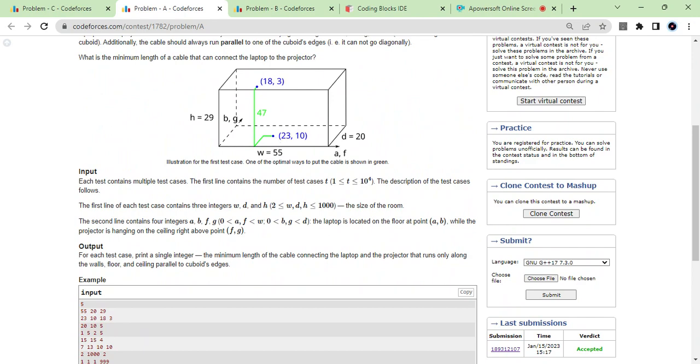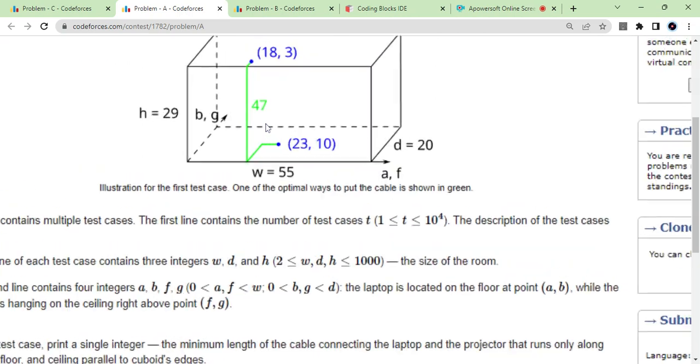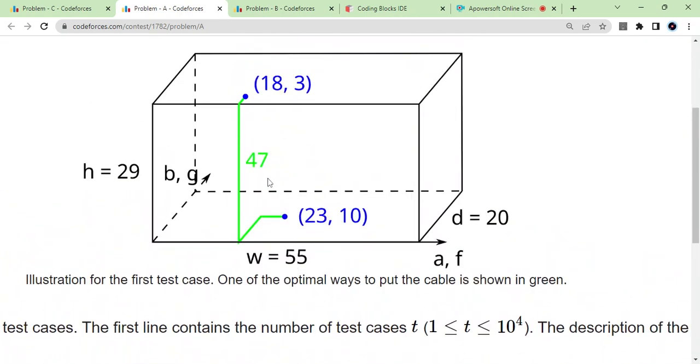From this point 23 comma 10, how many ways are there to reach 18 comma 3? There are four ways, because there are four walls. Now I'm saying that this is the front wall, and the wire is going towards the front wall. There is a back wall also, so we can follow this approach: you go from 23 to this point, then this point, then move backward along the back wall to 18 comma 3. That is also one of the ways.